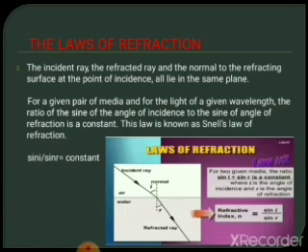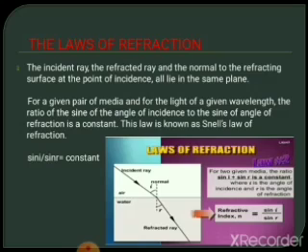And if I take a function that is sine, why am I taking the sine function, why not the cos function, why not the tan function? You will come to know in higher standards. If I take the concept of sin i upon sin r, I will always get a constant. What do you mean by this?